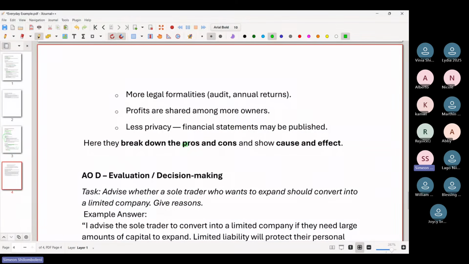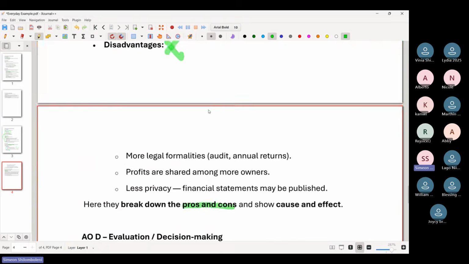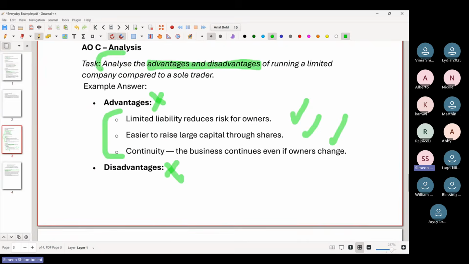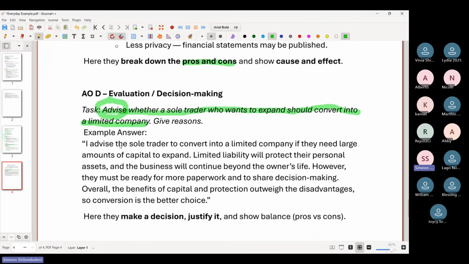So here you are just going to break down what are the advantages of something, what are the disadvantages of something. Now, when you come to evaluation and decision making, advise whether a sole trader who wants to expand should convert to limited company. Advise whether they should convert. The other one was just analyze. This one you must advise. That means at the end you must advise. I advise.